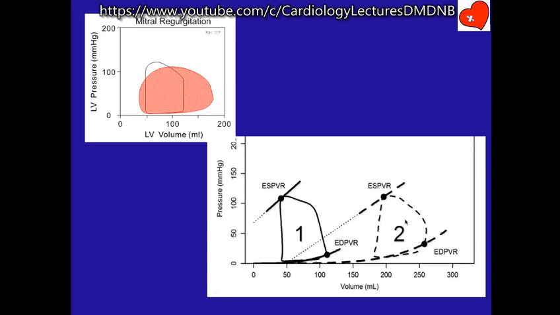Sir, in this mitral regurgitation, how would we know whether it is acute or chronic on the basis of this pressure volume loop? See, on the basis of pressure volume loop, strictly speaking, acute mitral regurgitation would have no isovolumic contraction phase, but the ventricle would not have dilated so much.